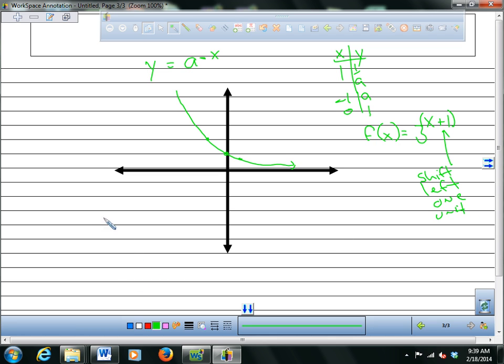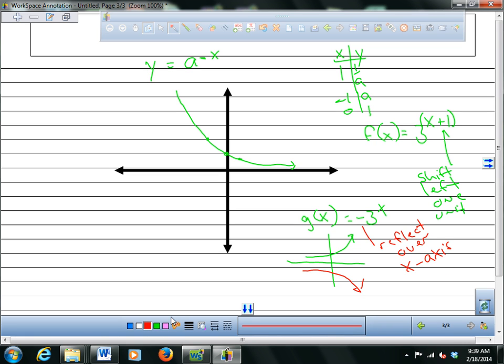What if I did g of x equals negative 3 to the x, like that? What's a negative sign going to do? Think about it as a transformation. So if 3 to the x looks like something like this, what do you think negative 3 to the x would do? Right, it's going to be a reflection across the x-axis, going this way. So this negative sign reflects over the x-axis. So these are just some transformations.